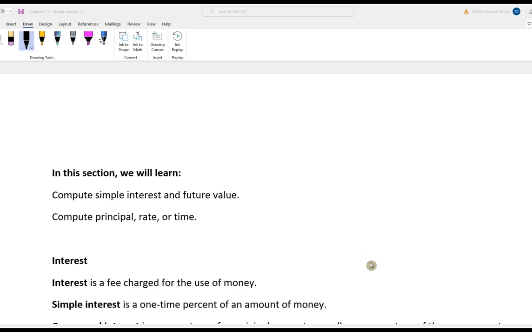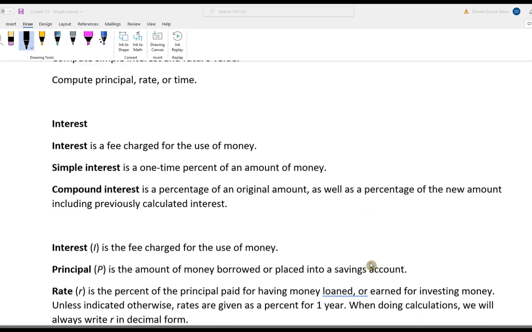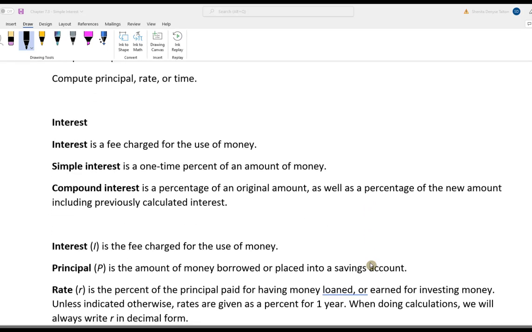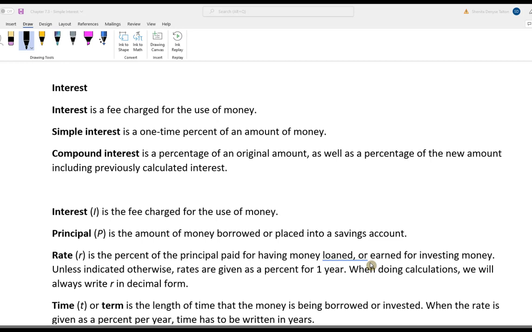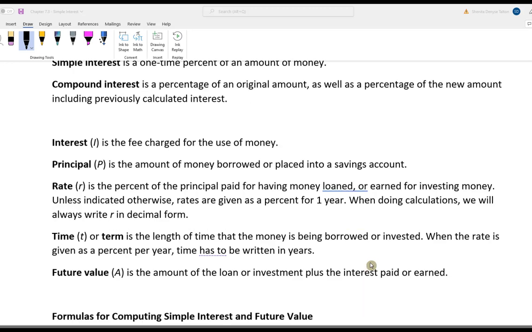In this section, we will learn how to compute simple interest and future value and compute principal, rate, or time. Interest is a fee charged for the use of money. Simple interest is a one-time percent of an amount of money. Compound interest is a percentage of an original amount as well as the percentage of the new amount, including previous calculated interest. We'll talk about compound interest in another video.